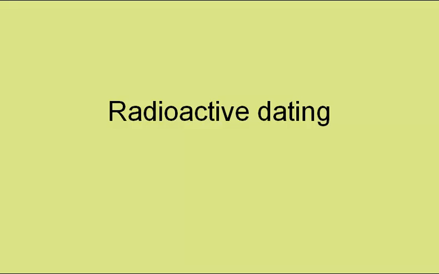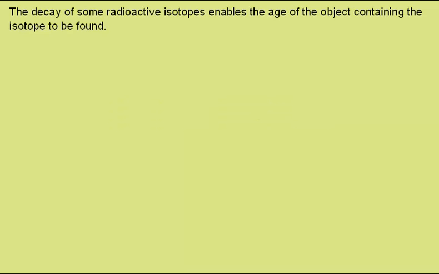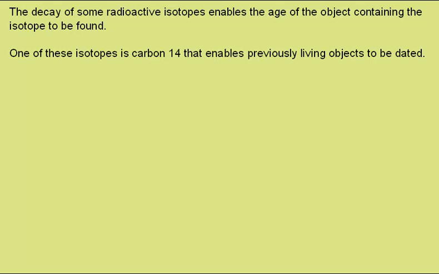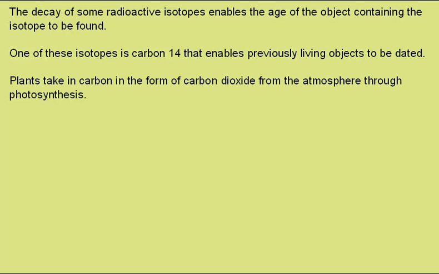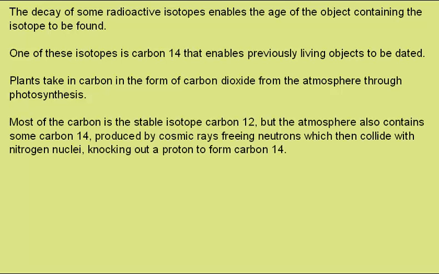Radioactive dating. The decay of some radioactive isotopes enables the age of the object containing the isotope to be found. One of these isotopes is carbon-14, that enables previously living objects to be dated. Plants take in carbon in the form of carbon dioxide from the atmosphere through photosynthesis. Most of the carbon is the stable isotope carbon-12, but the atmosphere also contains some carbon-14.